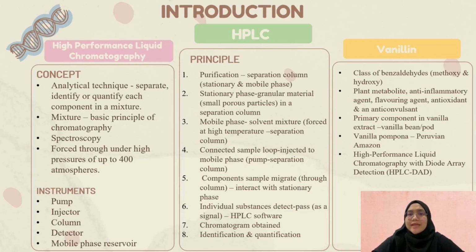It is a pure ingredient and a primary component in vanilla extract. The extraction usually comes from the vanilla bean or vanilla pod. Generally, vanillin is a member of the class of benzaldehydes carrying methoxy and hydroxy substituents at positions 3 and 4 respectively. It has a role as a plant metabolite, an anti-inflammatory agent, a flavoring agent, an antioxidant, and also an anticonvulsant.